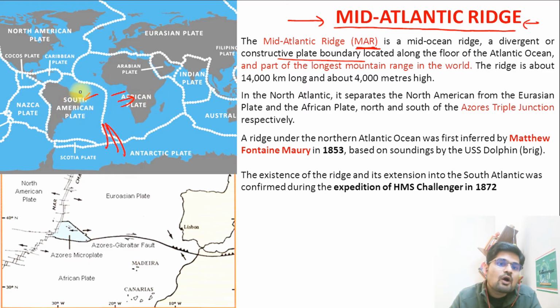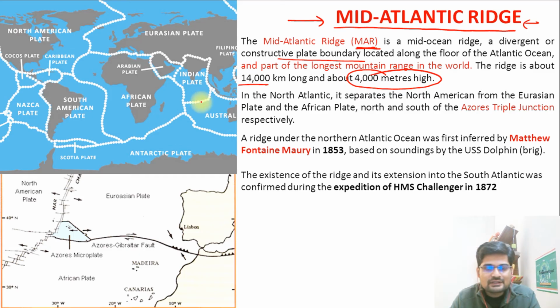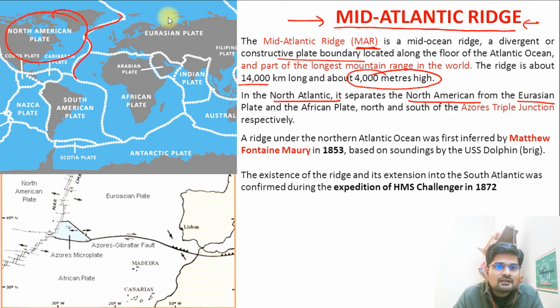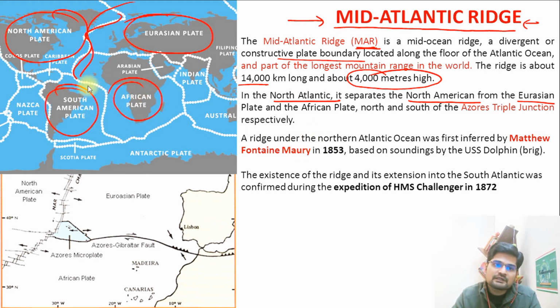And this is one of the longest mountain chains in the world, as we know, right, from about 14 to 15,000 kilometers long, and average is about 4,000 meters high. So that is important to remember. And in Northern Atlantic specifically, now remember, this is the Northern Atlantic Ocean, right? So Northern Atlantic Ocean, it separates North American from Eurasian plate. So this is North American plate and Eurasian plate. So this is a separation line here. And remember, in southern, you have South American plate and African plate, which is separated by the Southern Atlantic Ridge.